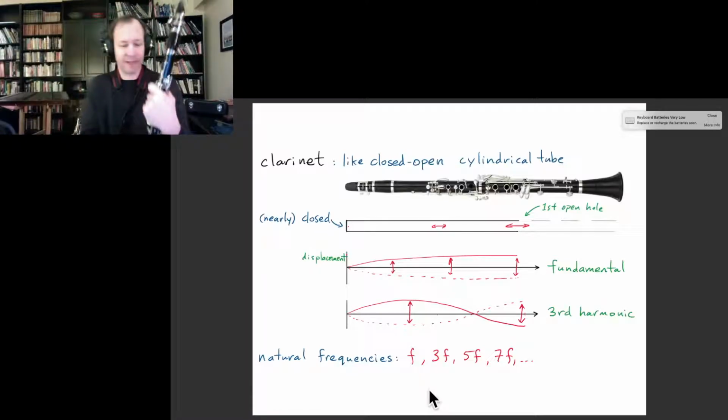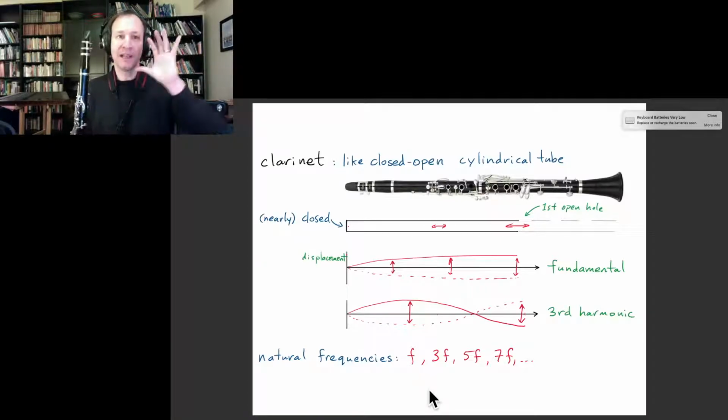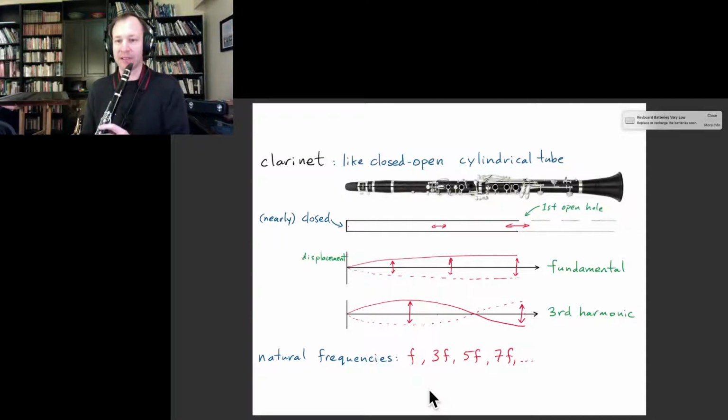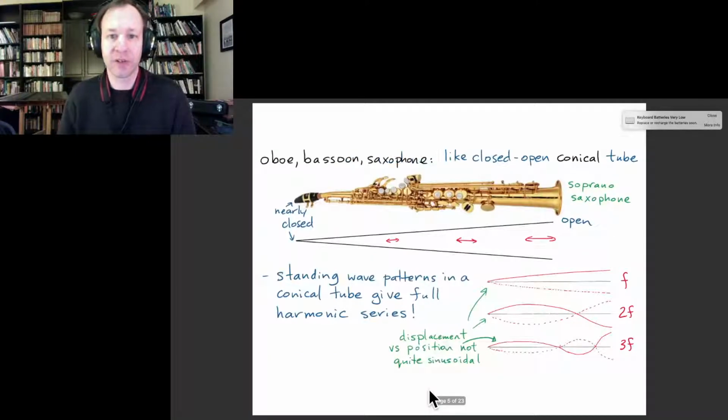Okay, so you can try to play those. I'm not sure if I can play them easily on the clarinet, but let's give it a try. That is what this little hole helps with. It helps isolate the next note, which turns out to be the third harmonic. Okay, so we're going to talk more about that little key and what it does very shortly.